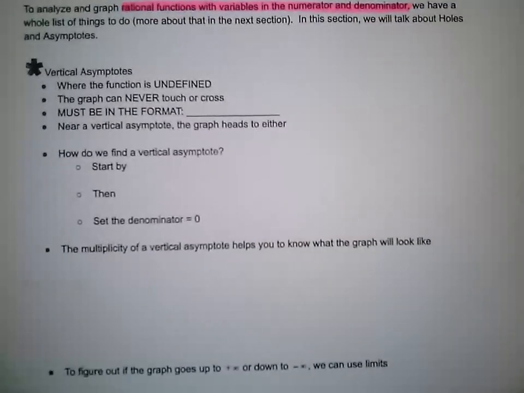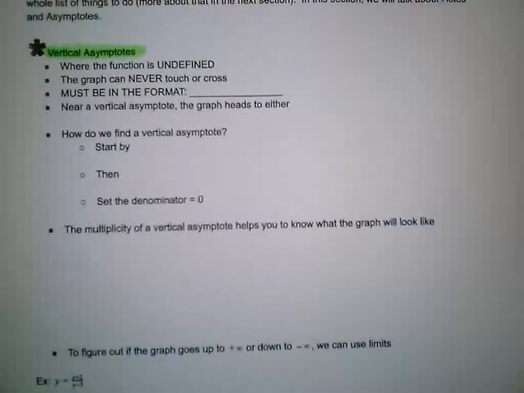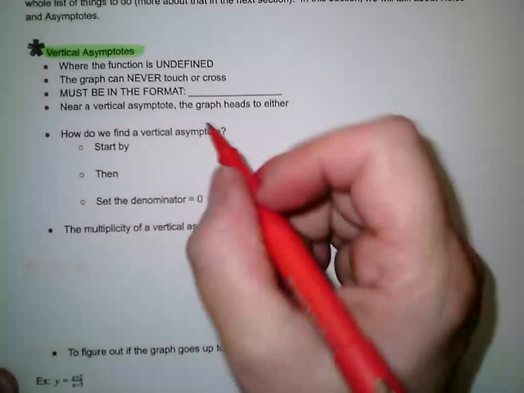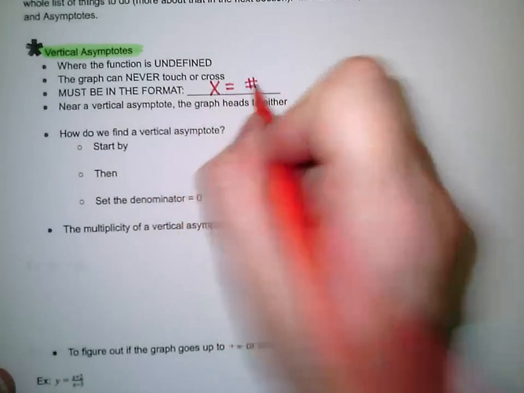So vertical asymptotes are one of our types of asymptote. A vertical asymptote is going to be where the function is undefined. The graph can never, ever touch or cross a vertical asymptote. And we've seen, like the line of symmetry, how it has to be in a format to be an equation. It has to be in the format x equals a number.